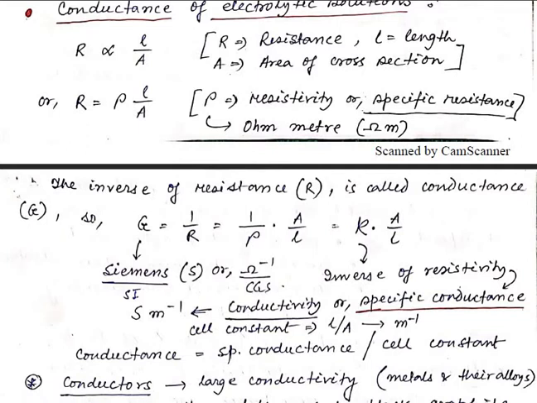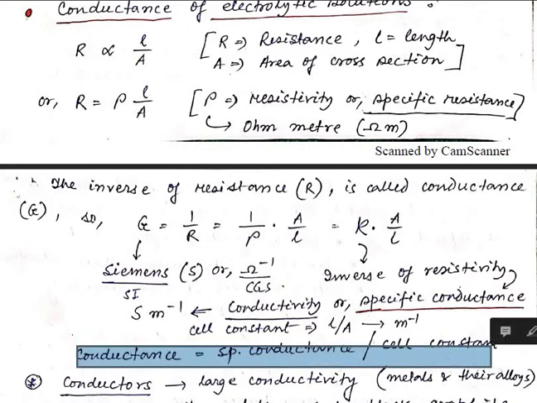So what is the unit of the kappa? That is, what is the unit of the specific conductance or conductivity? We just put the value of G, we just put the value of A and L, and we can get the unit of the kappa, that is our Siemens meter inverse. So Siemens meter inverse is the SI unit of the conductivity. So here I have said two very important things, conductance and conductivity. Conductance is G, conductivity is kappa. The unit of G is Siemens in SI, and the unit of kappa or the conductivity is Siemens meter inverse.